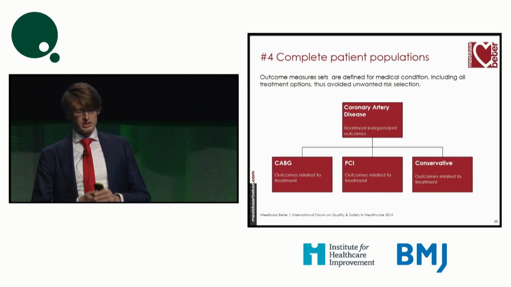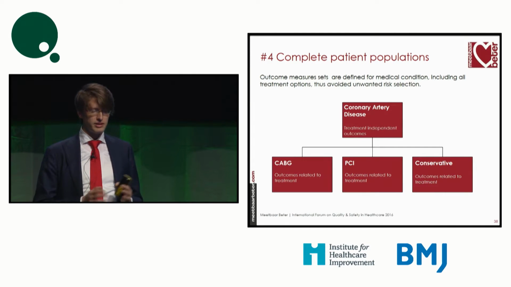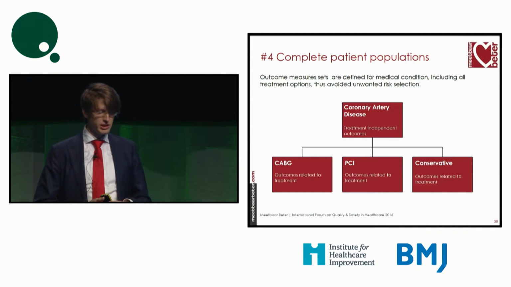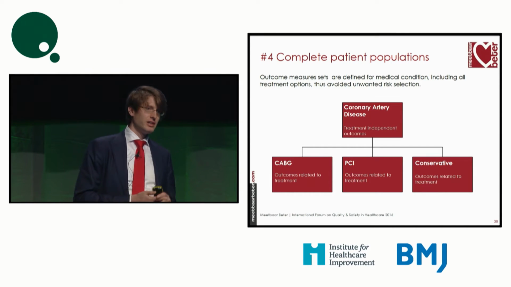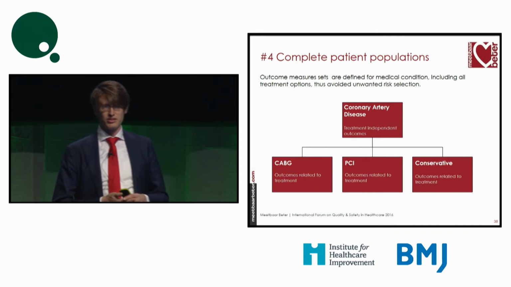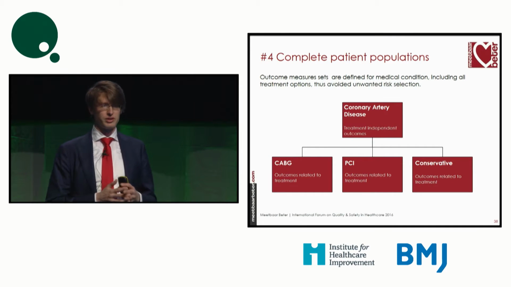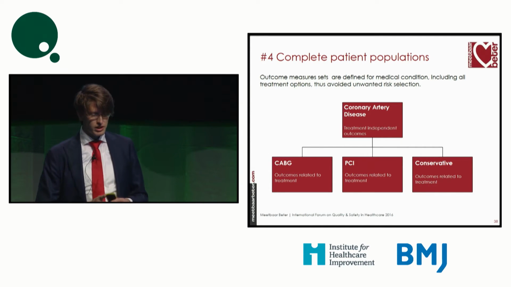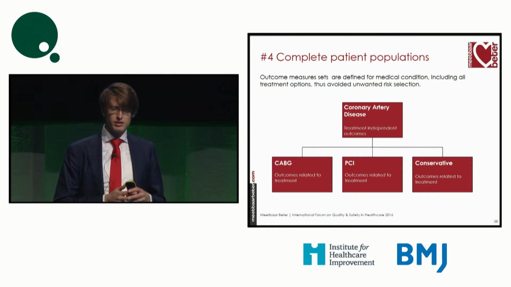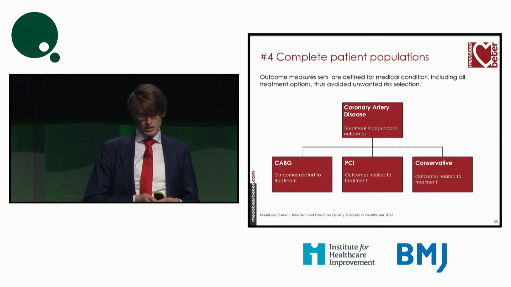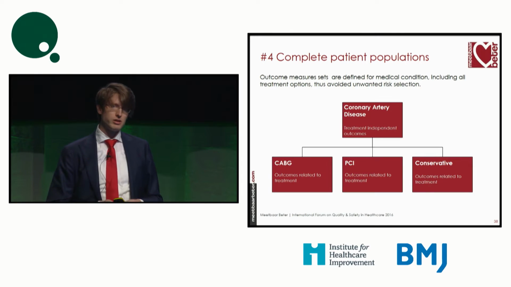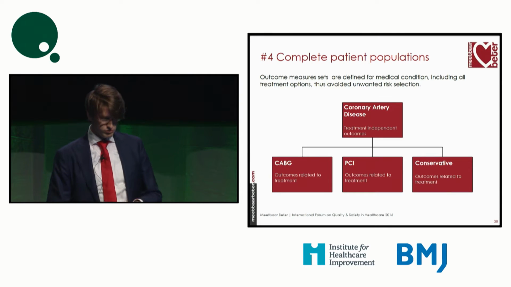The reason that we say that this is so important is that you might get unwanted risk selection if you only measure one of them. If you only measure the open heart surgery, then it might happen, and this is something that the surgeons involved are afraid of themselves, that complex patients are not being treated, and the figures look very, very good, but they're not. So by measuring all of the treatment options, you can avoid this to a certain extent.